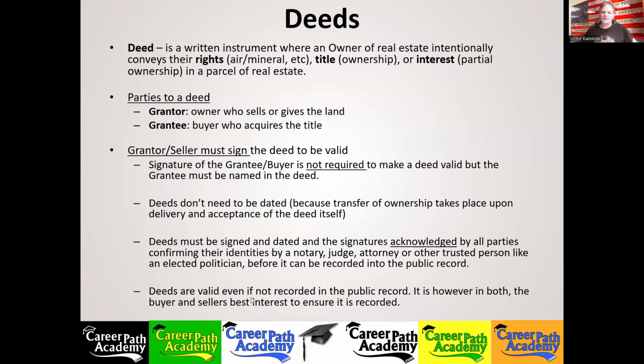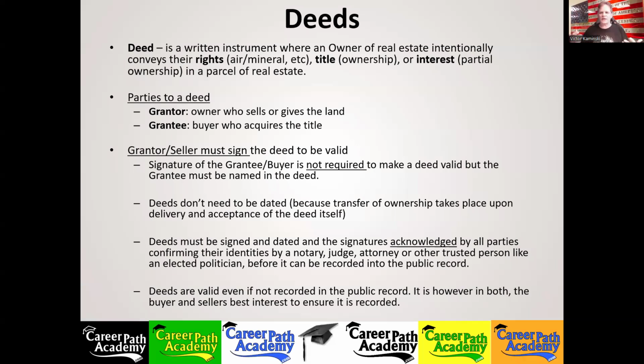And deeds are valid even if not recorded in the public records. However, if you don't record it in the public records and somebody wants to search the public records for the history of this property, there's going to be a break or a gap in the chain of title.